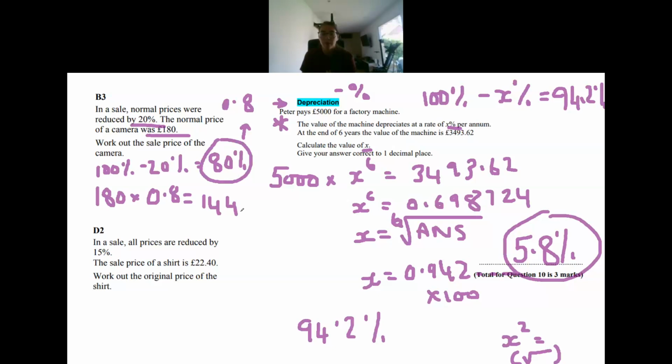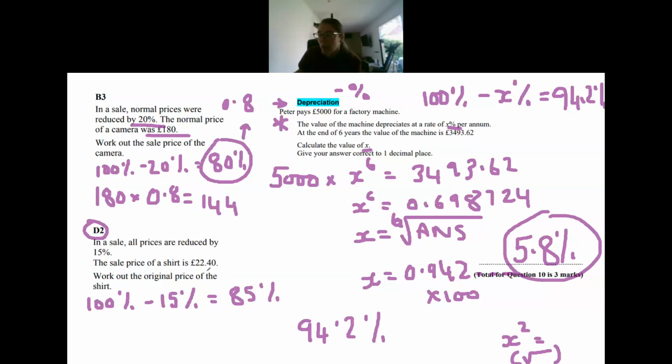Obviously, you can do your 10% method, double it, find 20%, take it away. But I much prefer this. 100% is the original value because it helps in reverse percentage. So in a sale, all prices are reduced by 15%. My original price is 100%. My sale reduces by 15%. So my sale value is 85% of what the original price was.